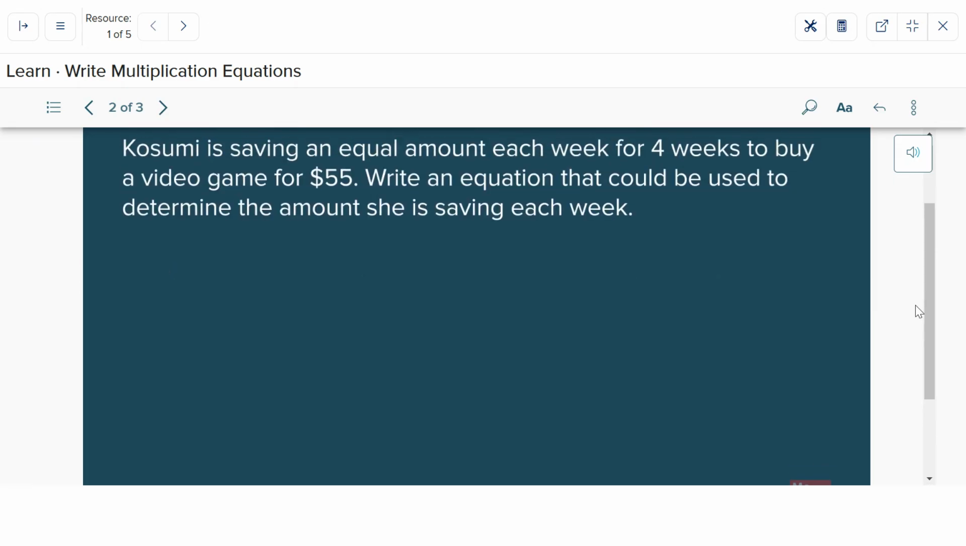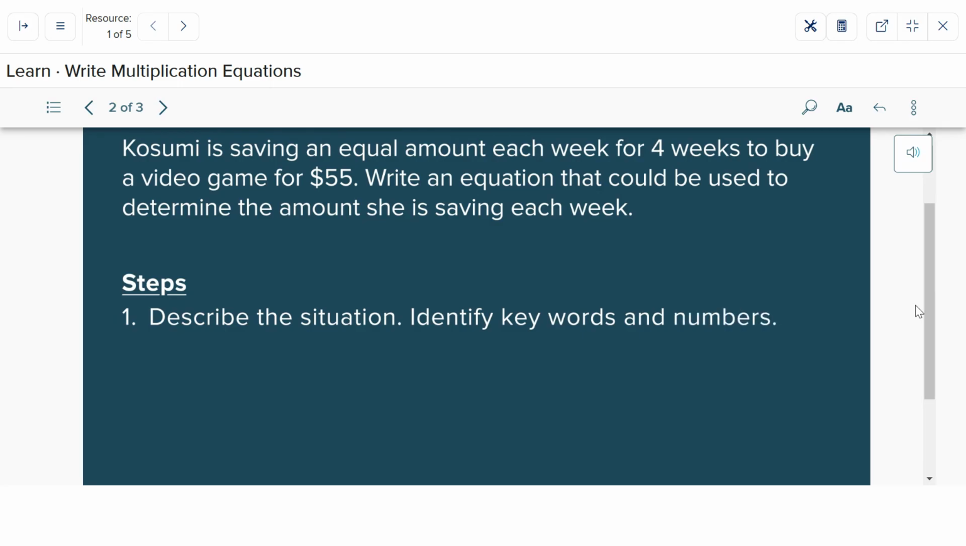Kosumi is saving an equal amount each week for 4 weeks to buy a video game for $55. You are asked to write an equation that could be used to determine the amount she is saving each week. To write an equation for the problem, start by describing the situation. Identify any key words and numbers. You know that Kosumi is saving an equal amount each week and that she is saving for 4 weeks in all. You also know that she will save a total of $55.